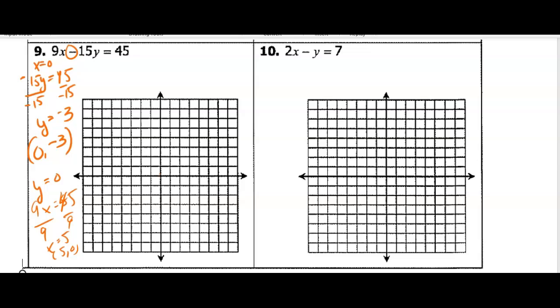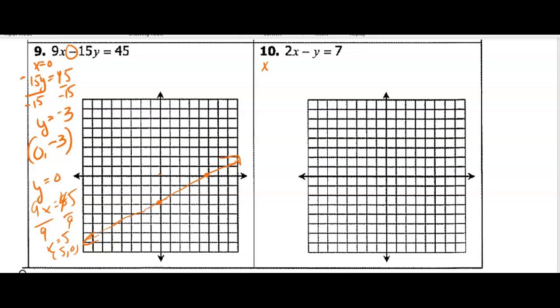So there's my 0, 0. I get my 5, 0 taken care of, and then 0, negative 3. Got that one taken care of. Sketch your line that goes through both.